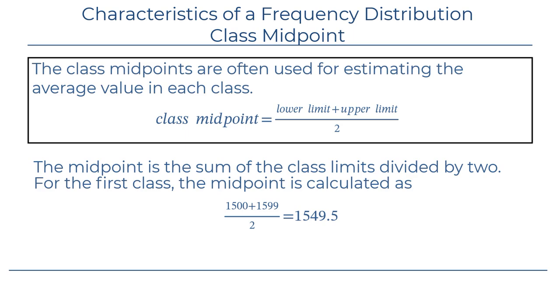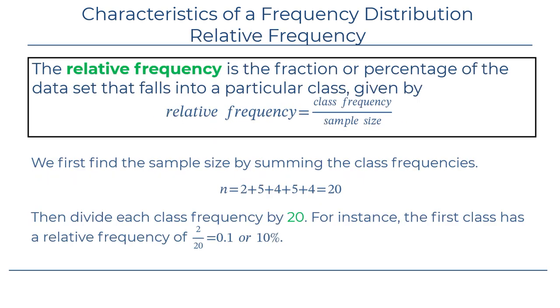Another characteristic is the class midpoint. I'll be honest that we don't use this one much, but your work in Hawks might ask you to determine a class midpoint. And to do that, you're just going to take the lower limit of a class plus the upper limit of a class and divide by 2.